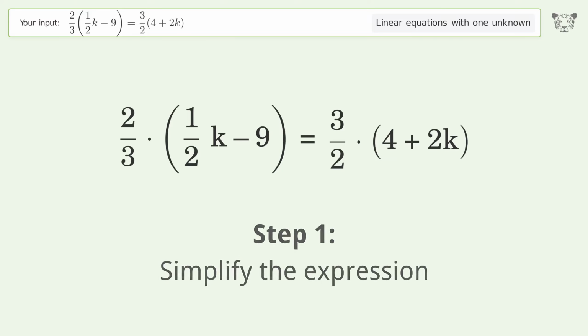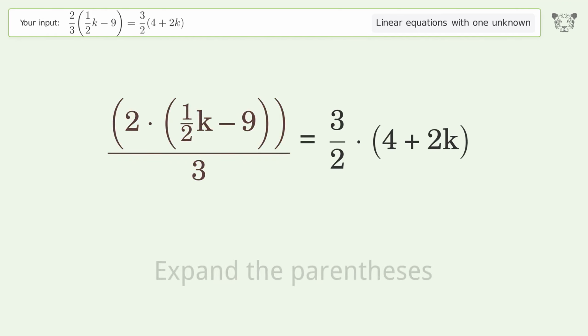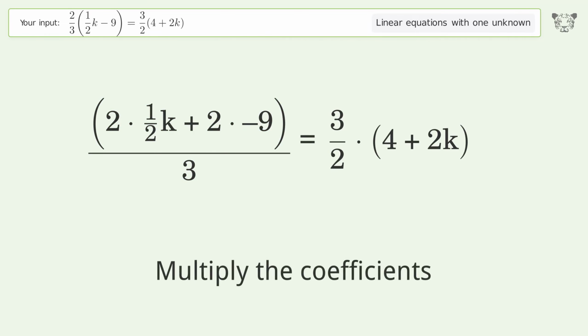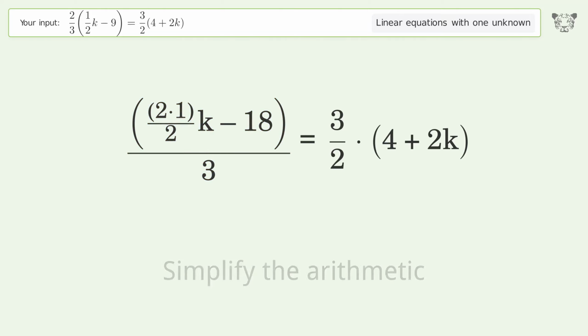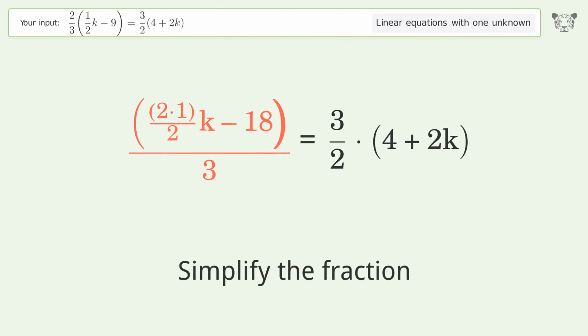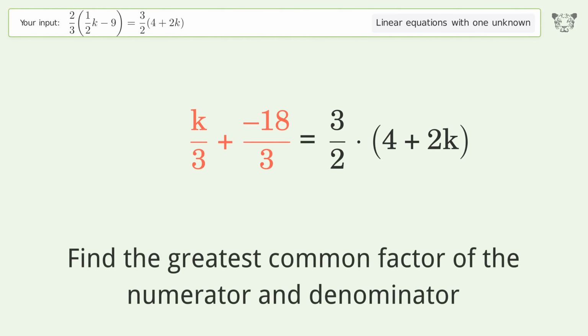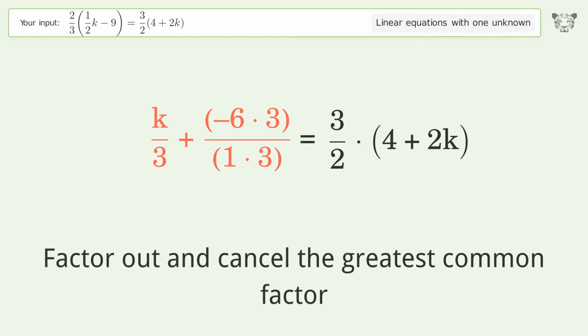Simplify the expression. Multiply the fractions. Expand the parentheses. Multiply the coefficients. Simplify the arithmetic. Simplify the fraction. Break up the fraction. Find the greatest common factor of the numerator and denominator. Factor out and cancel the greatest common factor.